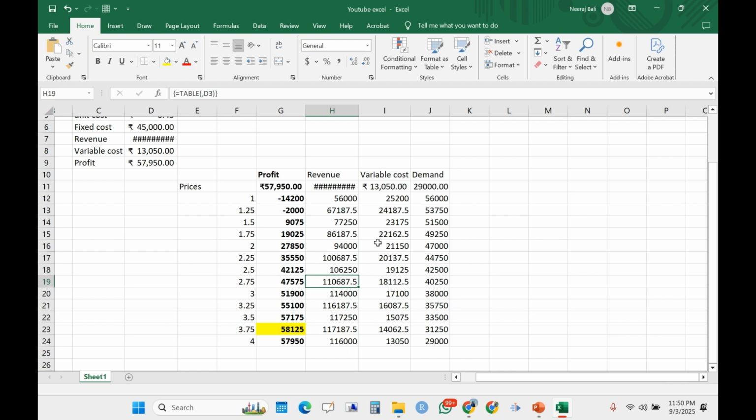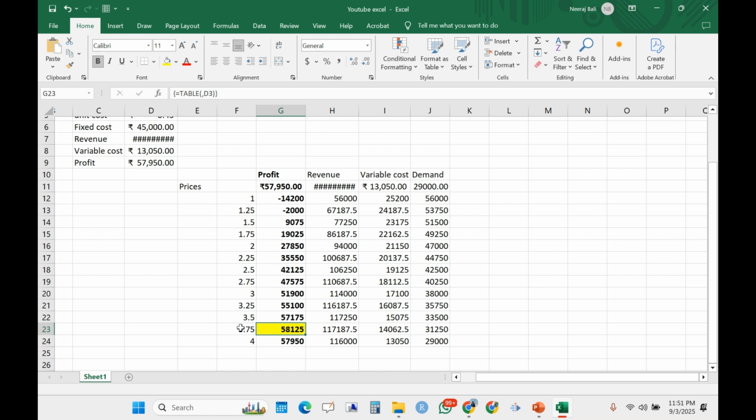This particular analysis is saying that after 3.75 I should not increase the price, and 3.75 is the best price I should target. I should sell the lemonade at 3.75, so I get the highest profit, and demand is also maintained, and revenue is also maintained. So like this, we can understand this particular table.